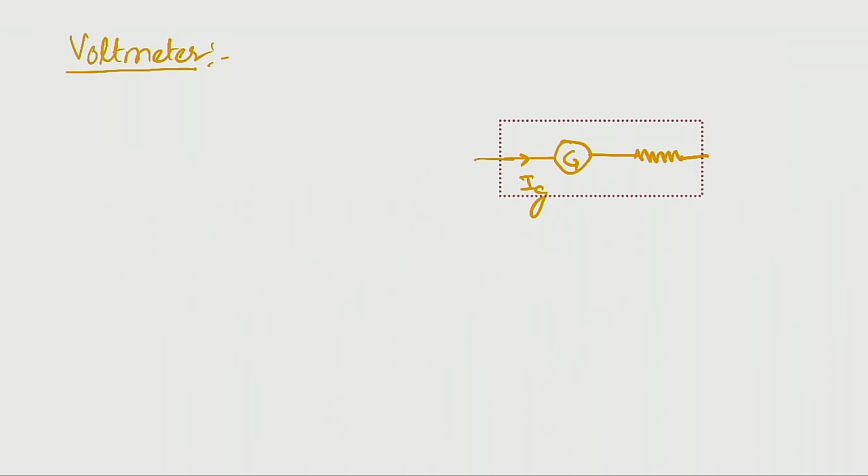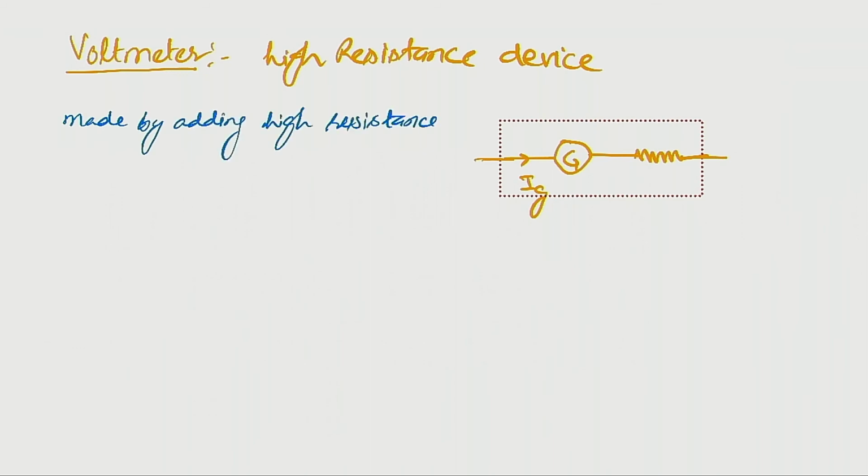Now let's discuss the voltmeter. What is a voltmeter? When a resistance is connected in series to the galvanometer, say this is our galvanometer and this is the resistance connected in series to it, and Ig is the current flowing through it, and we know that in a series combination the current through each resistance is the same, this device inside this box is known as a voltmeter, and it is a high resistance device.